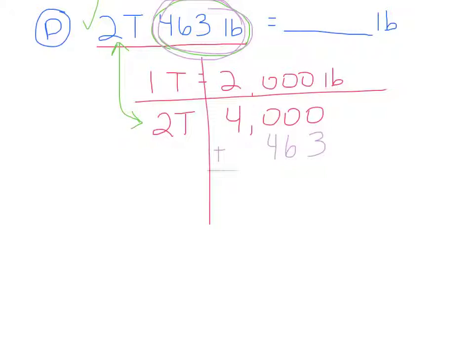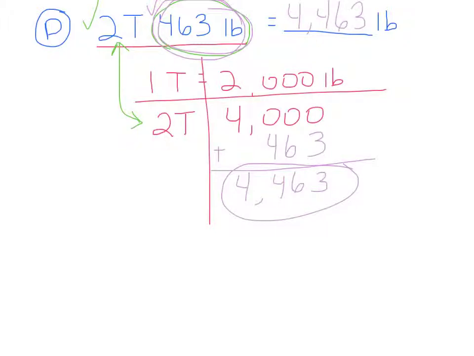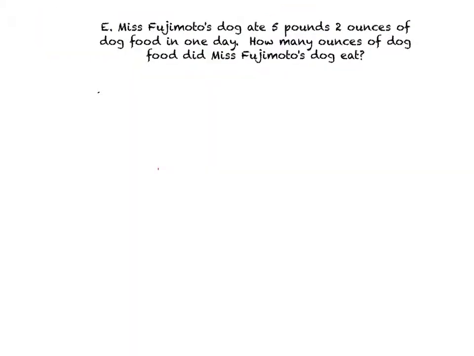I've done my 2 tons, but I can't leave out my 463 pounds, so I need to add that in. 4,000 pounds plus 463 pounds. 3 plus 0 is 3. 6 plus 0 is 6. 4 plus 0 is 4. And then I've got 4,000. So I've included my 2 tons. I've included my 463 pounds. And I get that it is equal to 4,463 pounds.